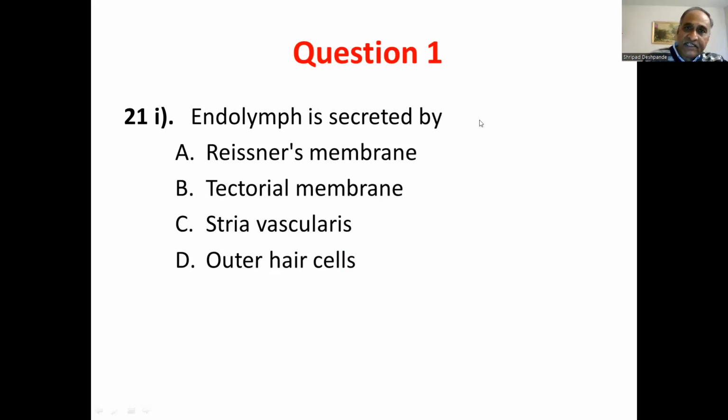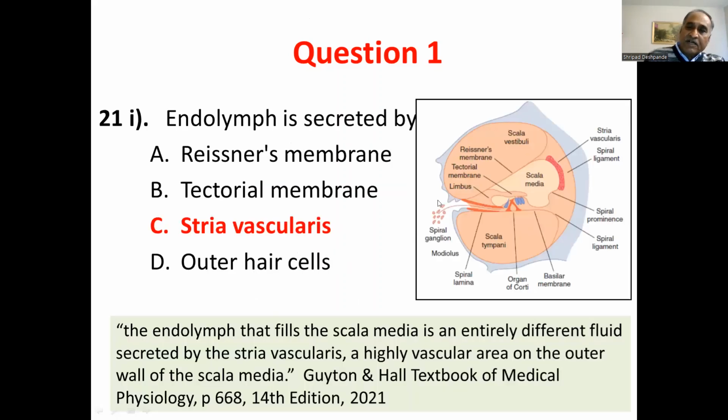Endolymph is secreted by: Reissner's membrane, tectorial membrane, stria vascularis, or outer hair cells. This is the organ of Corti. Here in the center you have the scala media, and these two are the scala vestibuli and scala tympani. The scala vestibuli and scala tympani contain the perilymph, and the scala media contains the endolymph.